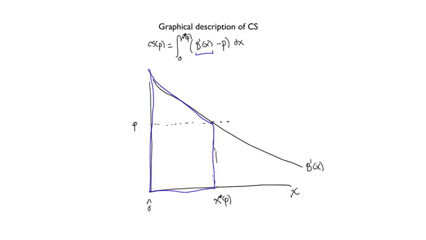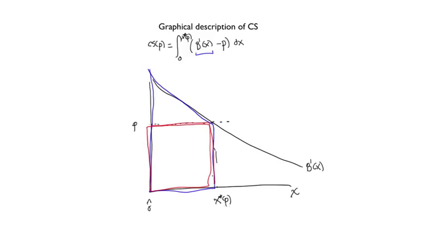Now, the other term is just p dx from 0 to x star of p, which, if you remember, just look back at your notes, is the cost of buying the level demanded, x star of p. But that is just this area. Take a moment to convince yourself if this is not obvious to you. This area is how much it costs to buy x star of p at price p.